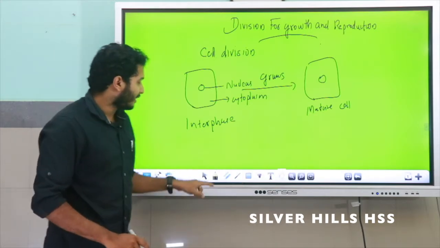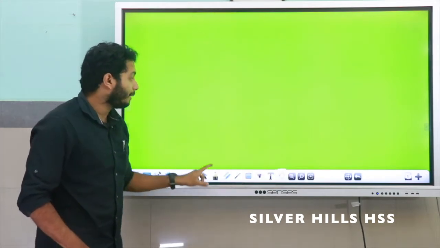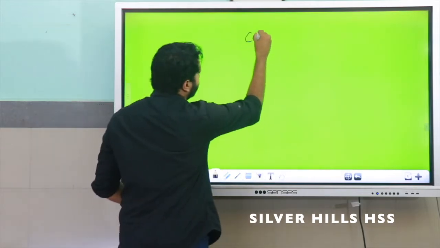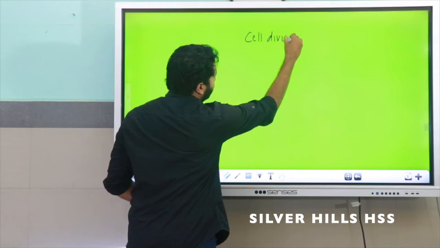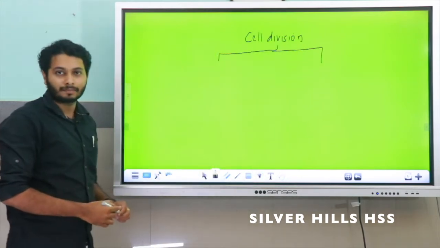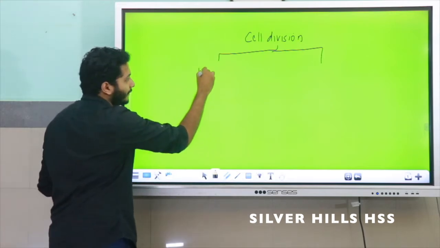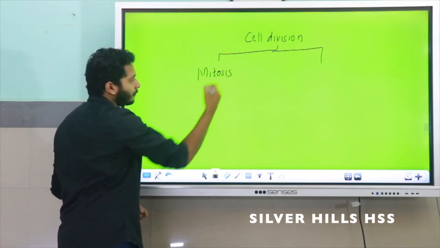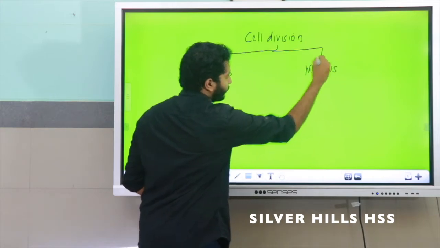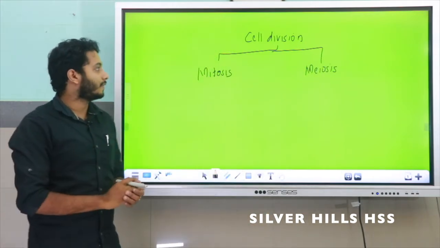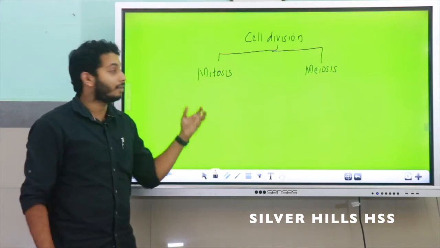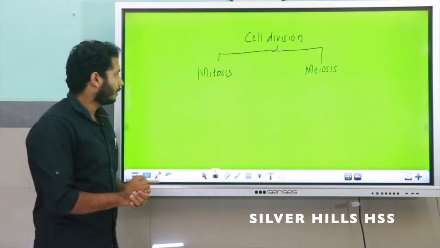We can classify cell division into two types. The two types of cell division are mitosis and meiosis. So, let us discuss the properties of these two types of cell division.